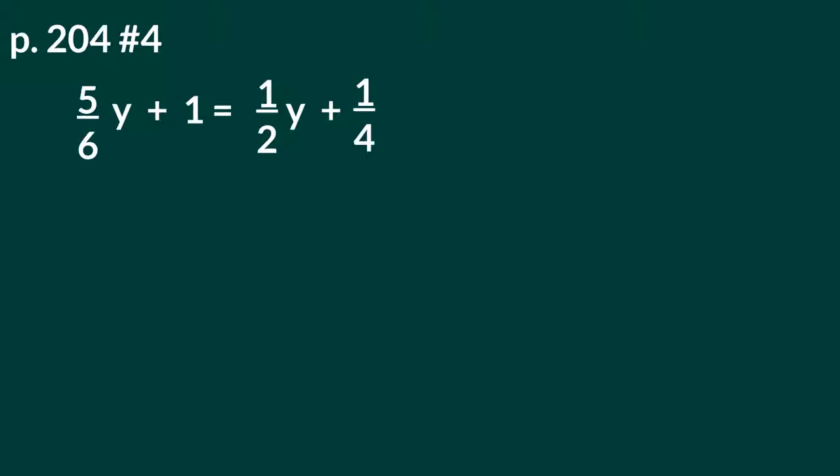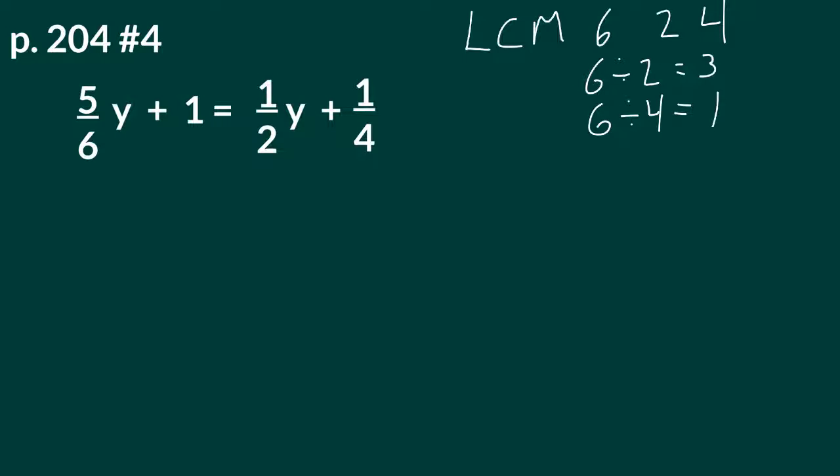We have 5/6 y plus 1 equals 1/2 y plus 1/4. And we're going to start by finding the LCM to get rid of the fractions. So we have 6, 2, and 4. First I ask, does 2 divide into 6 evenly? It does. Does 4 divide into 6 evenly? It doesn't. I get a 1.5, so that's no good.